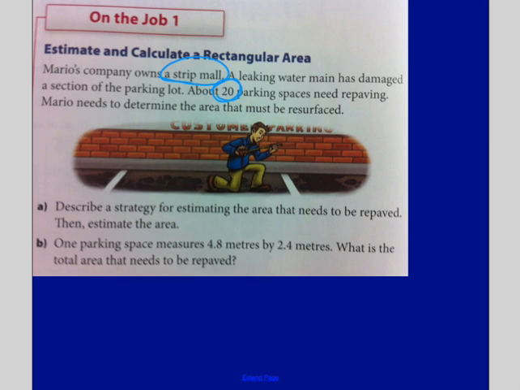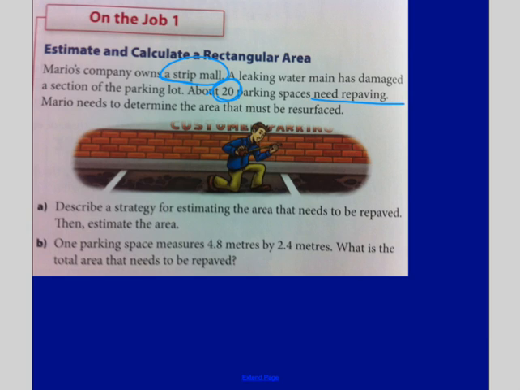So Mario owns a strip mall, which means he's got lots of money. So he's going to fix 20 parking spots that need to be repaved, and he wants to figure out how much it's going to cost and how much he has to repave. Question A says, describe a strategy for estimating the area. Well, the strategy I would use is just figure out the area of one rectangle and then multiply by 20. See how hard this is? All right.